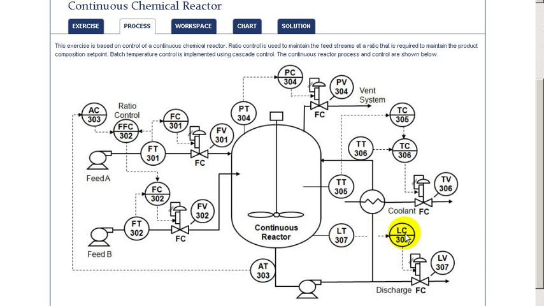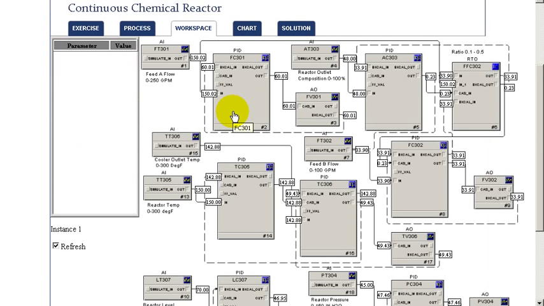The level is maintained through adjustment of the pump out. The composition of the product is maintained through adjustment of the ratio of the two feed streams.